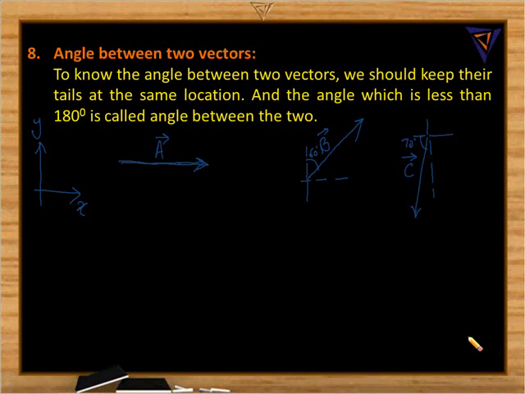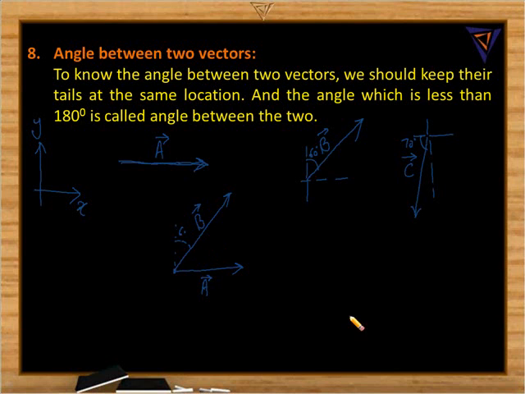So if I ask you what is the angle between A and B, to know this you have to move these two vectors so that their tails are kept at the same location. Suppose we move the vector A to this location and then move the vector B so that its tail is at the same location as the tail of A. And we know that vector B is at an angle of 60 degrees with the y-axis. This angle is 60 degrees.